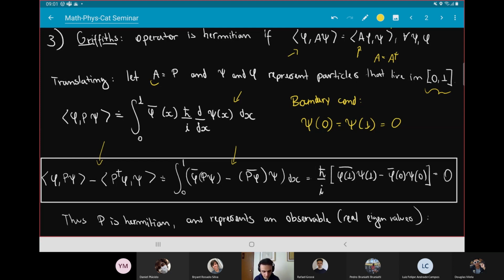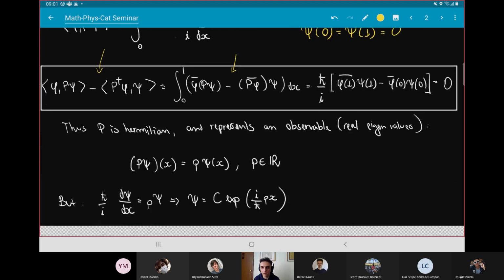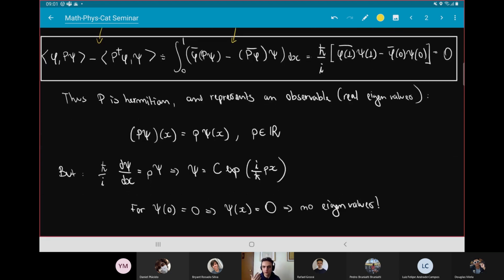Okay, so by our definition, if the momentum operator is Hermitian, it represents an observable, which means that it has real eigenvalues which you can measure in a lab. So it means that it obeys the eigenvalue equation. I'll just leave a little hat here on this P to indicate that it is the operator, and this little p here is the eigenvalue, the value that you actually measure in a lab.